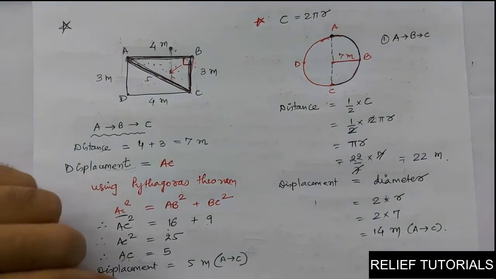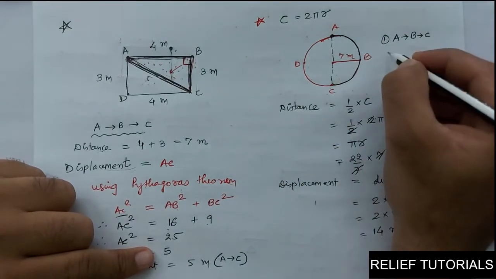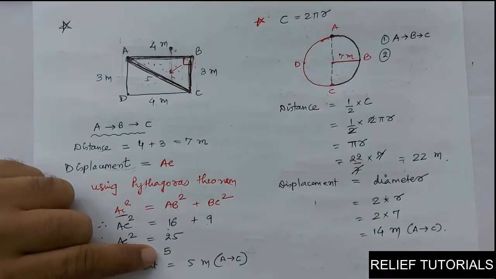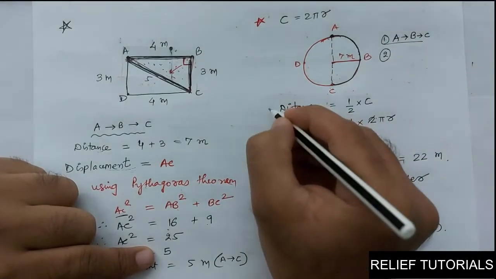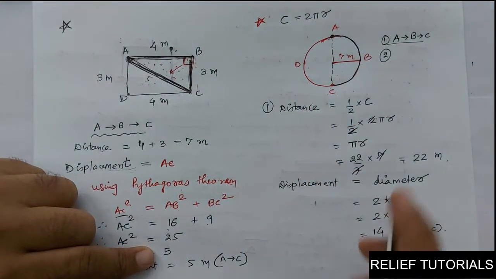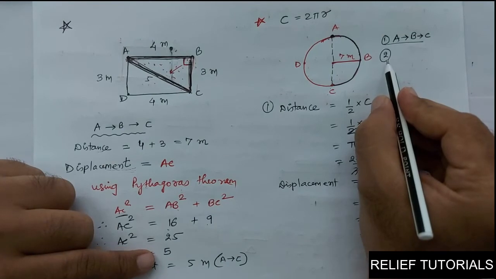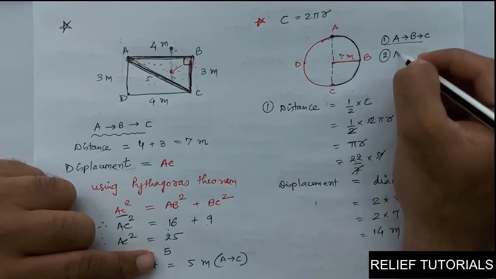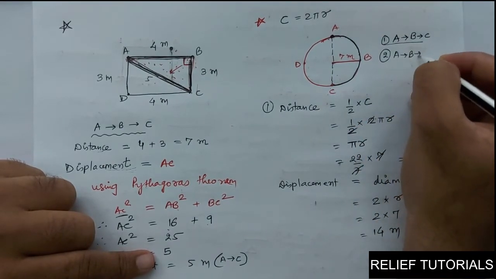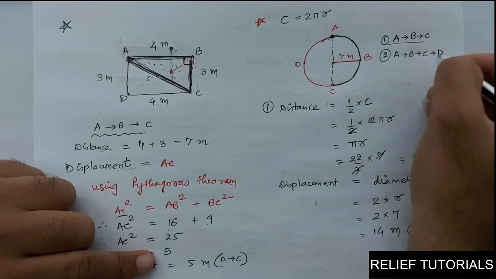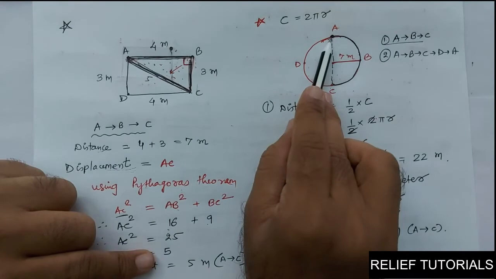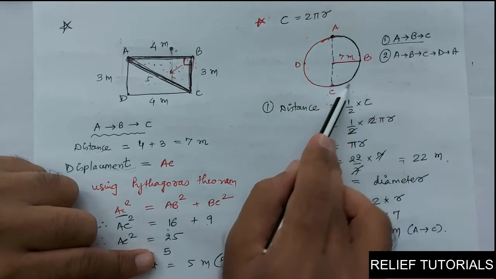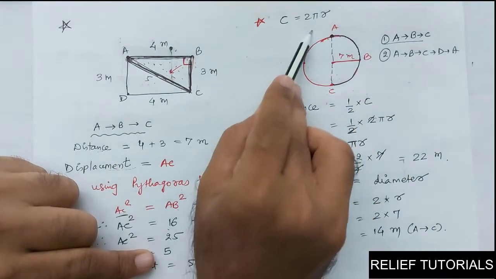This way. Keeping this same path in mind, another second question from the same figure. This was the first question that we have solved. This was the first solution. Now the second path, let me describe. Let us say the particle is going from A to B to C to D to A again.